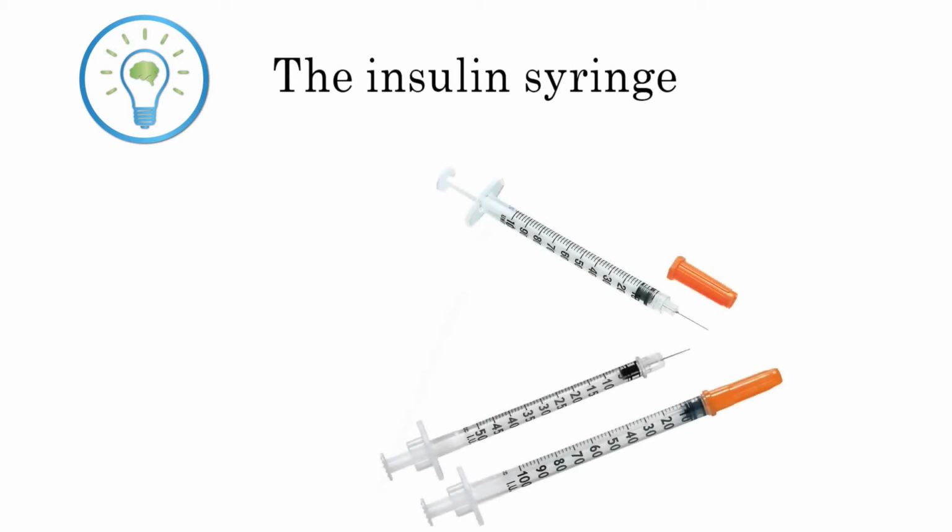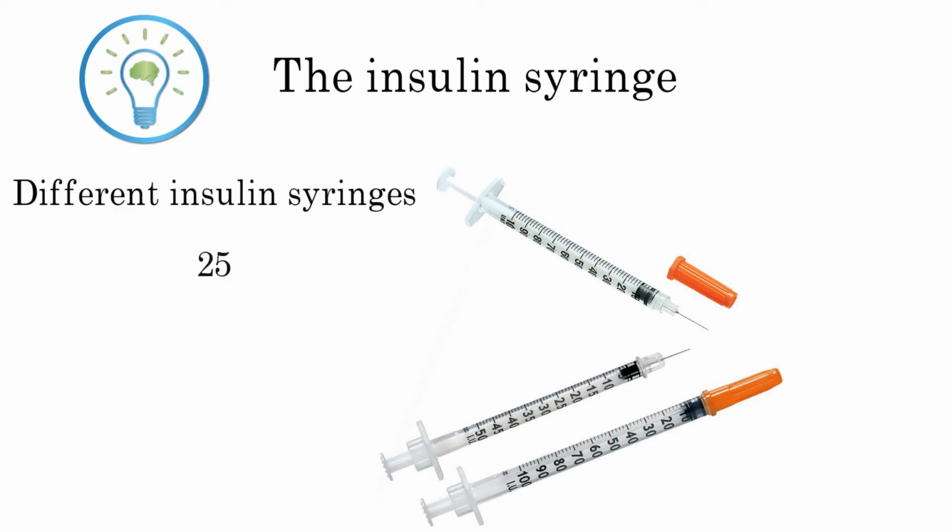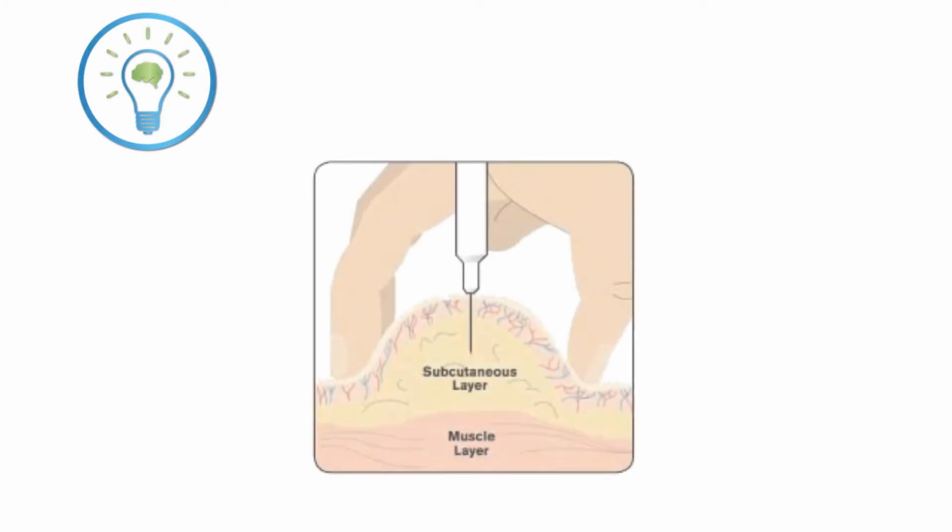Using the syringe. The insulin syringe is the most common insulin delivery method. These syringes are available in 4 sizes and hold a capacity of 25, 30, 50, or 100 units of insulin. When insulin is injected, it is injected into the layer of fat just under the skin. It is not injected into the muscle.